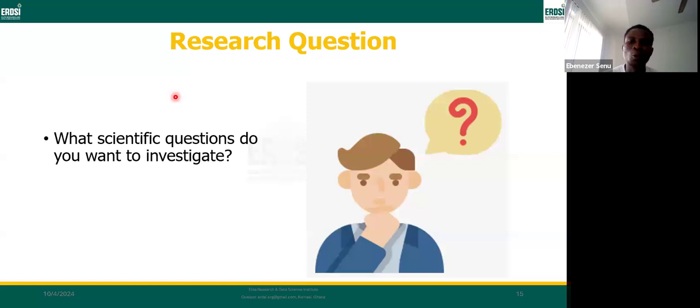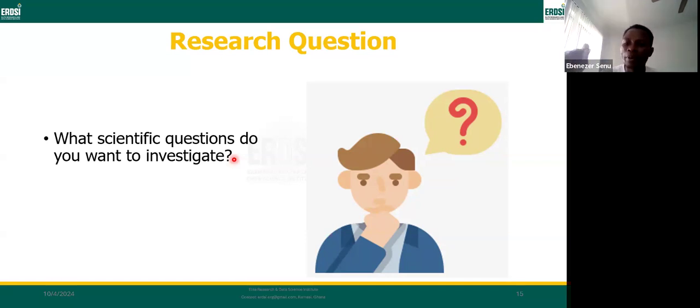Those are your two main questions. What is your research question? Your research question one is, what is the prevalence? And it's a question, it will end with a question mark. What scientific question do you want to investigate? It's a question. So that research question, you state it. What is the prevalence? So all these things are from the topic. So it means you have to have your topic right from the start before you start writing.